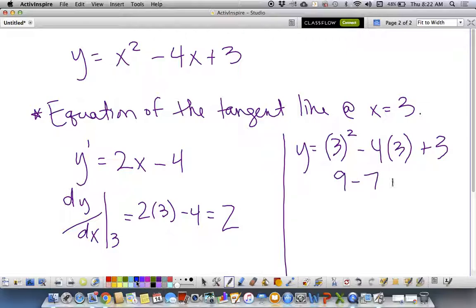9 minus 12 plus 3. It is 0. Oh my gosh. So 0. So y is 0. So you have a point.